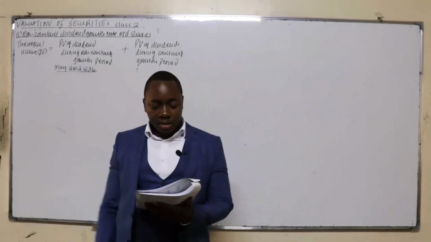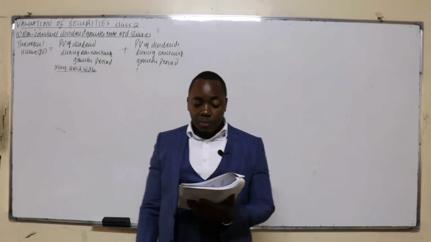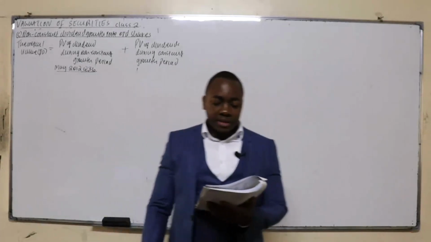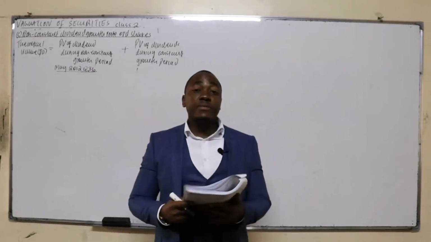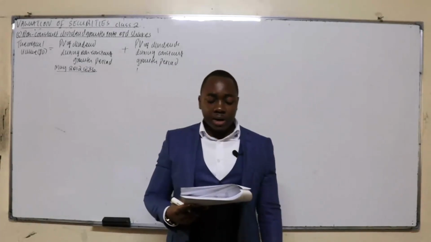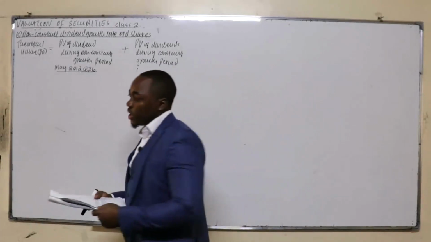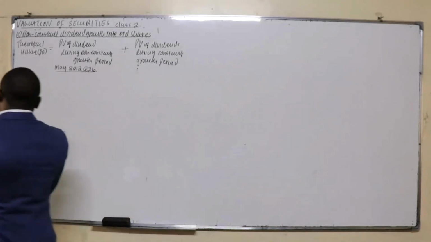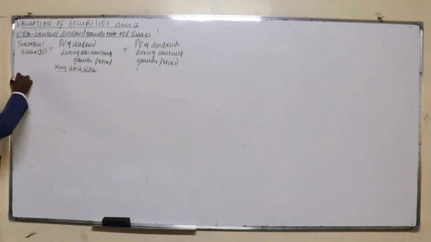It will be constant. The last dividend per share to be paid was 2 shillings, and the investor required rate of return is 15%. Required: the intrinsic value of the share. So the intrinsic value of the share. So here we have the period.